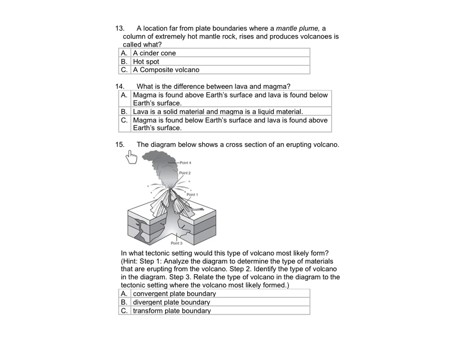Number 15. The diagram below shows a cross-section of an erupting volcano. In what tectonic setting would this type of volcano most likely form? Hint, Step 1. Analyze the diagram to determine the type of materials that are erupting from the volcano. Step 2. Identify the type of volcano in the diagram. Step 3. Relate the type of volcano in the diagram to the tectonic setting where the volcano most likely formed. A. Convergent plate boundary. B. Divergent plate boundary. C. Transform plate boundary.